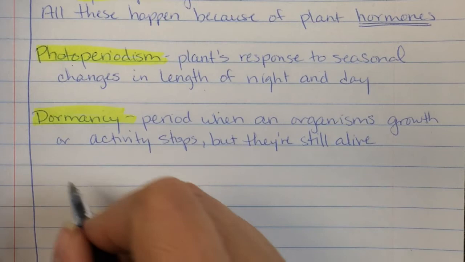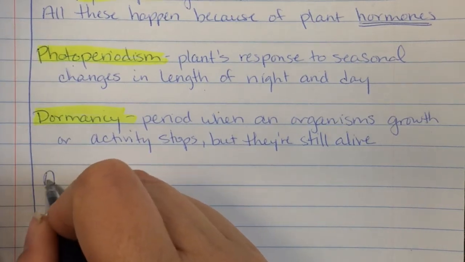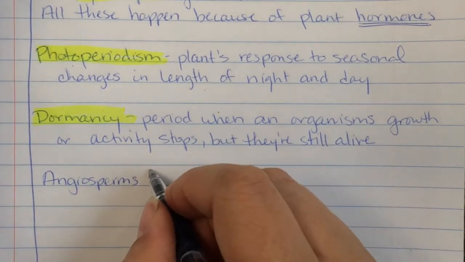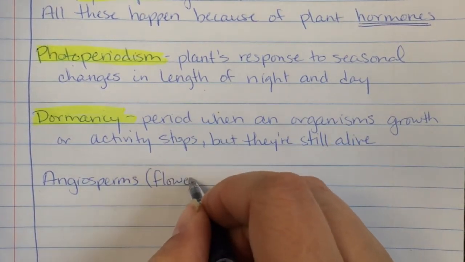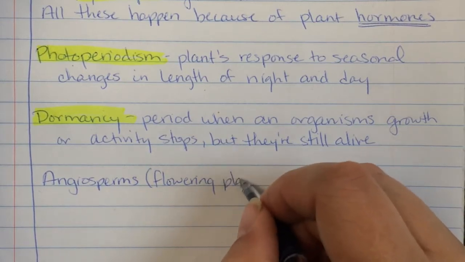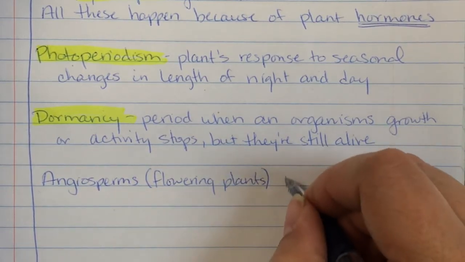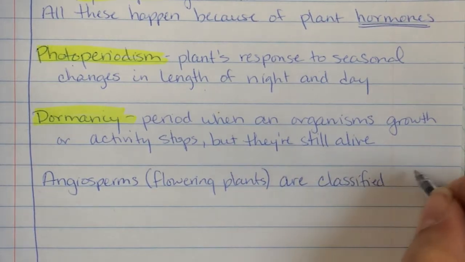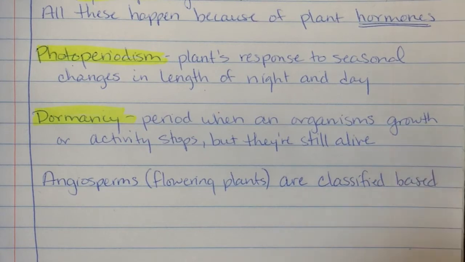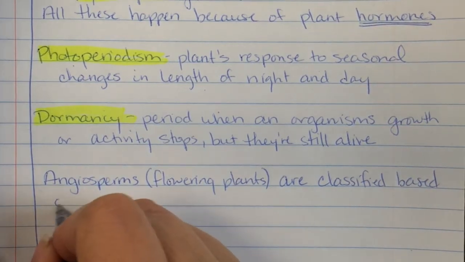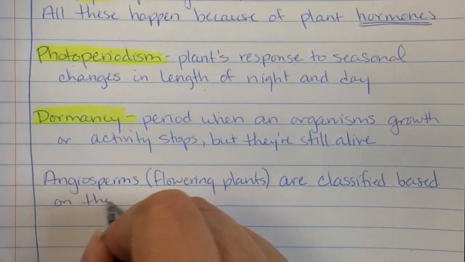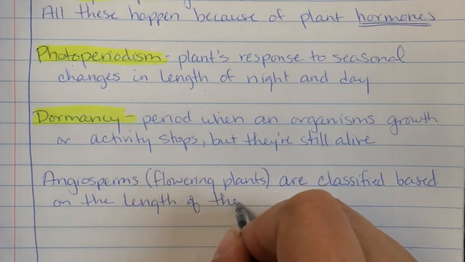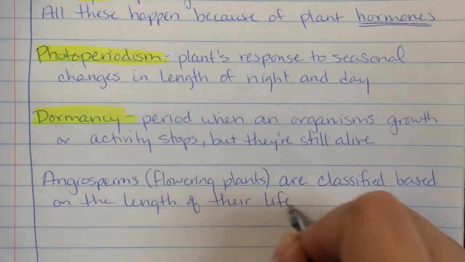So our flowering plants, which are our angiosperms, and just so you don't freak out, remember that's flowering plants. They're classified based on the length of their life cycle.